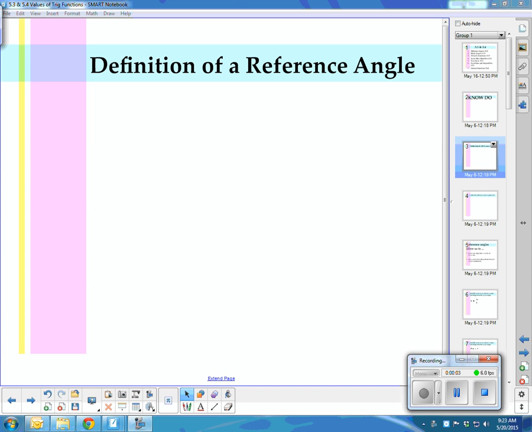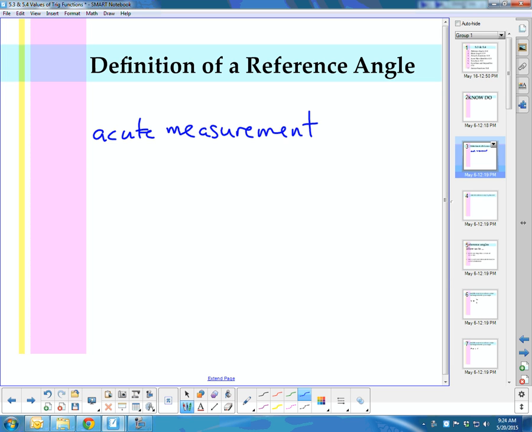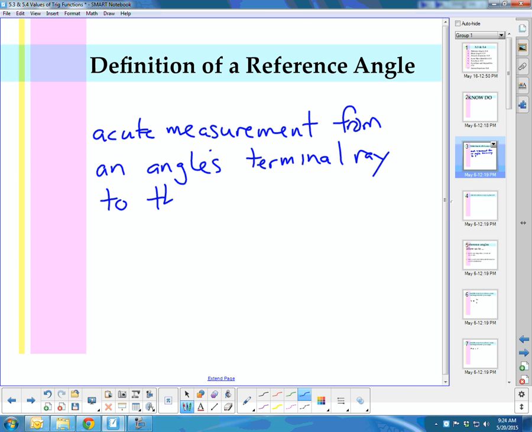Today we'll be discussing reference angles in trigonometry on the coordinate plane and how to use them in conjunction with common trig values and some substitutions for working with trigonometry. So the definition of a reference angle is the acute measurement from an angle's terminal ray to the x-axis.